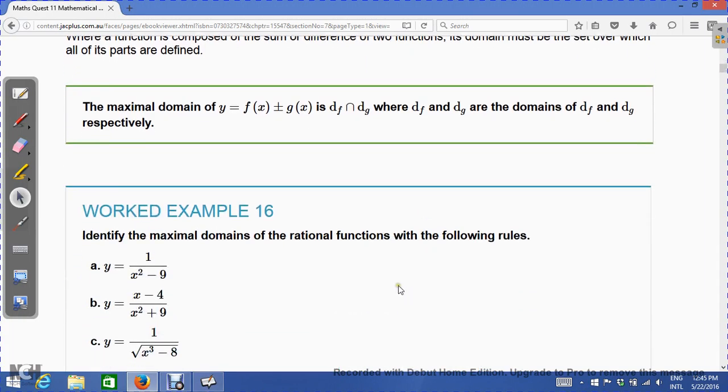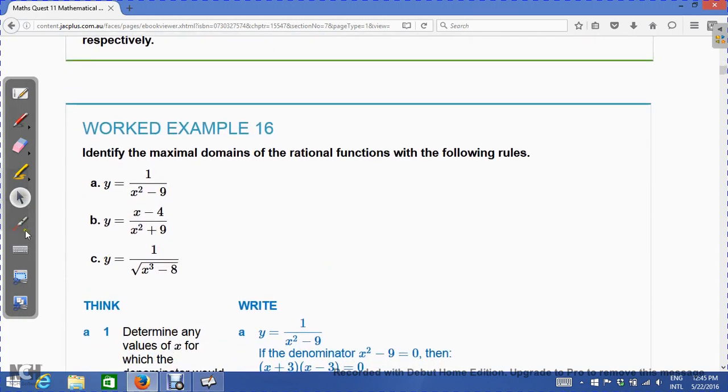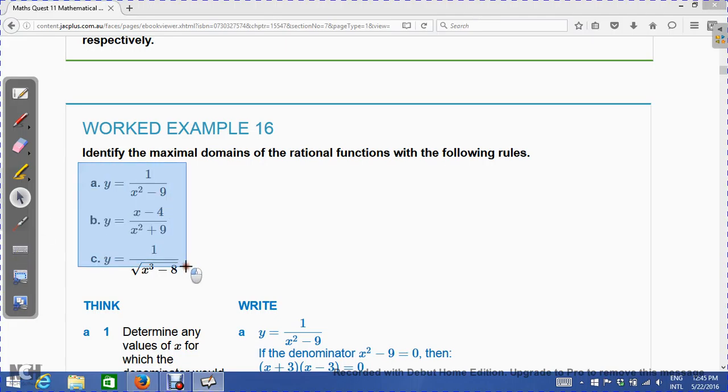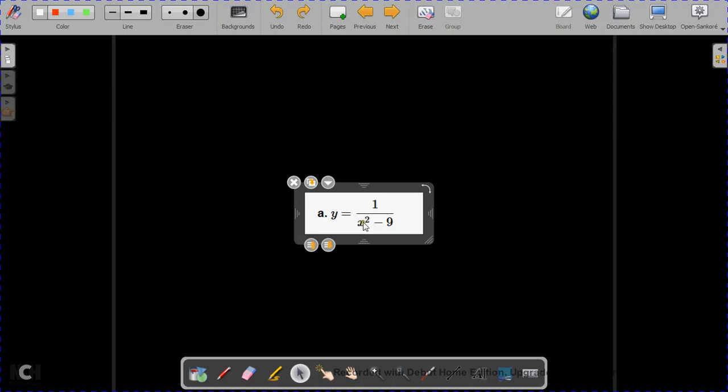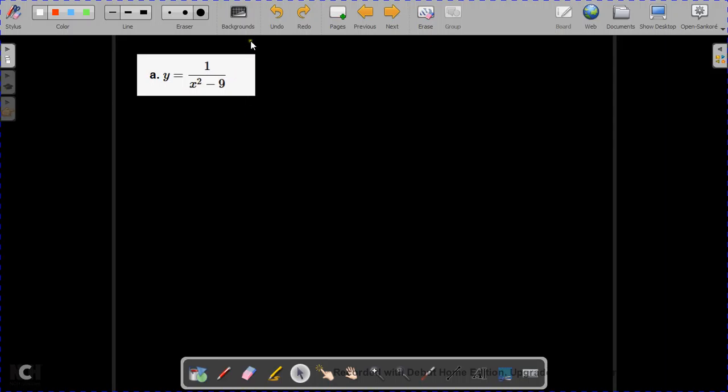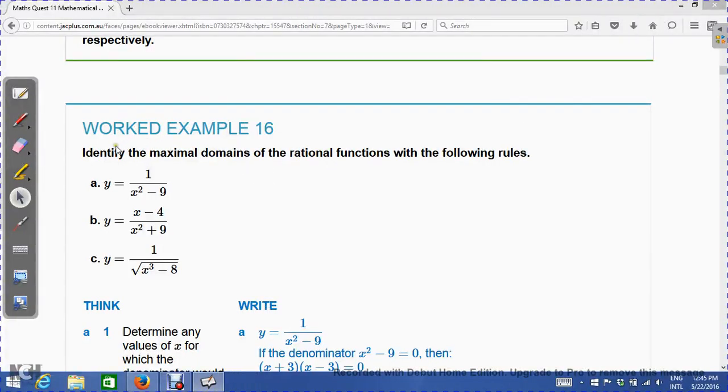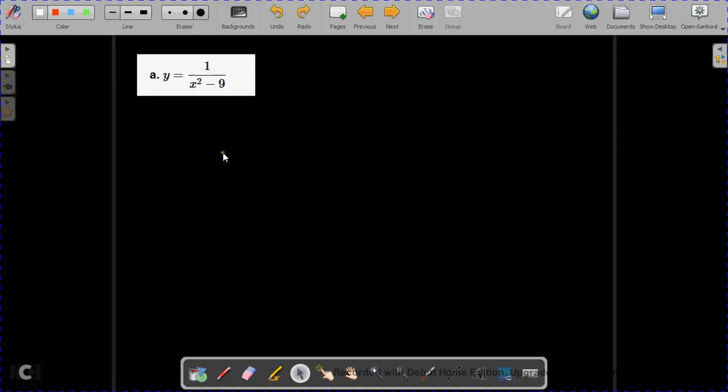Okay, so let's get straight into an example. Okay, we'll take the first one. And it's asking, identify the maximum domains of the rational functions. Okay, maximum domain, x squared take 9.